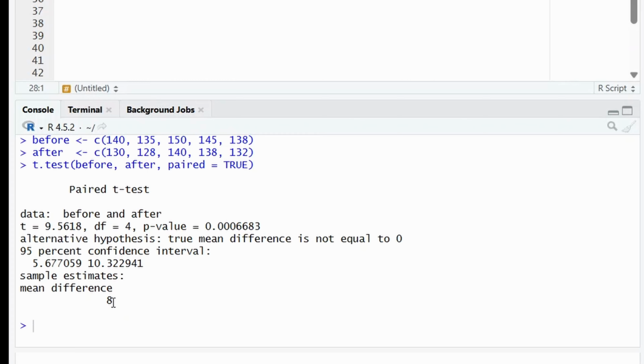In the next video, we'll extend this idea to comparing more than 2 groups using analysis of variance, or ANOVA. This method is widely used in epidemiology and public health research when comparing multiple populations.